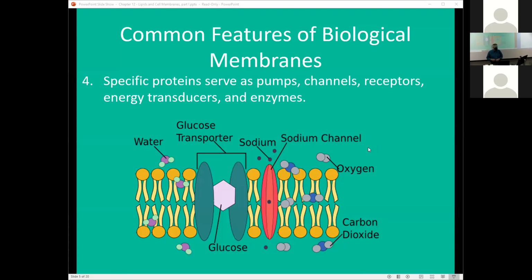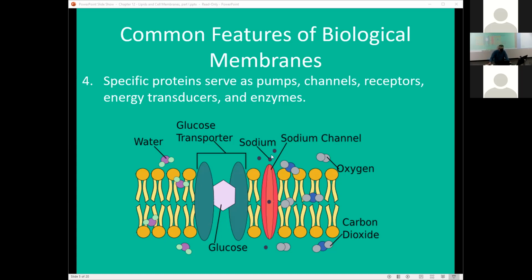Okay, so more common features of biological membranes. Specific proteins serve as pumps, channels, receptors, energy transducers, and enzymes. So again, depending on tissue, species, et cetera, about 50% of the membrane is going to be made up of proteins. These have special functions.